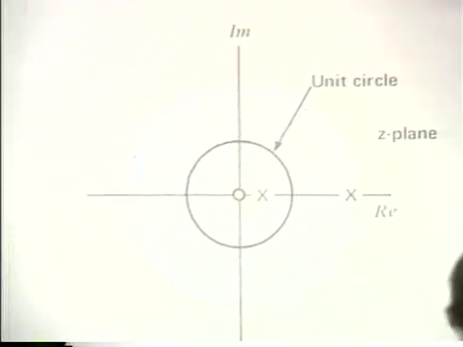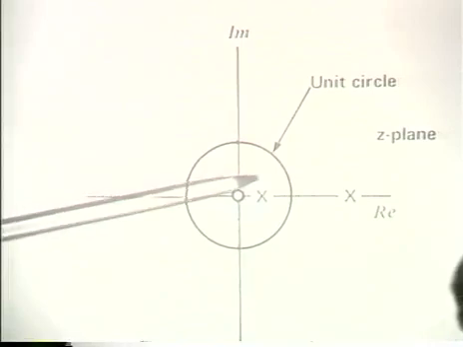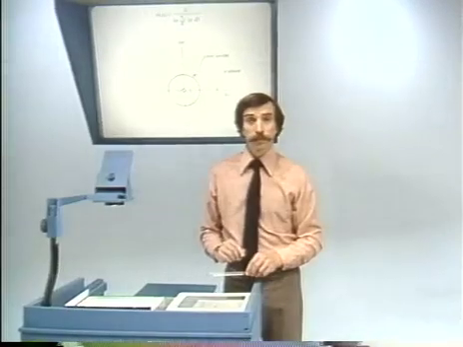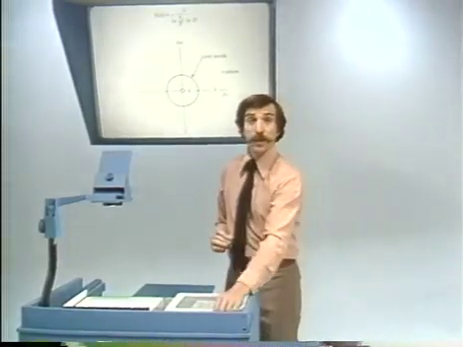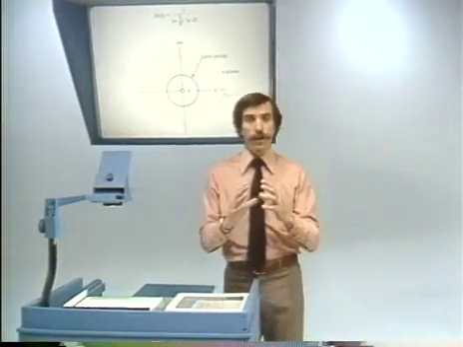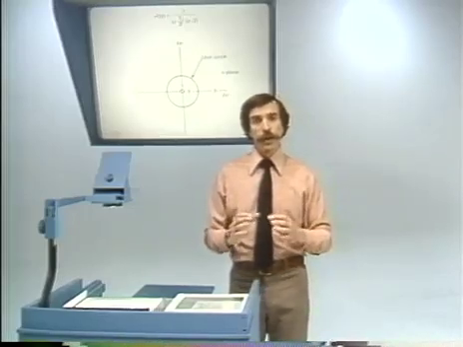And what you might now want to ask yourselves is, if instead the region of convergence for the system function is this, then is the system causal? That's the first question. The second question is, is the system stable? Remembering that for causality, the region of convergence must be outside the outermost pole, and for stability, it must include the unit circle.